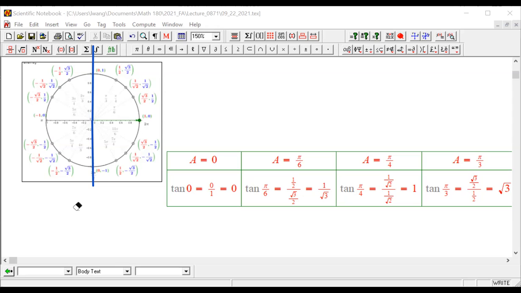So what are these 2 angles that the input cannot be? Input cannot be pi over 2. Input cannot be 3 pi over 2. Or you can say the input cannot be negative pi over 2 because negative pi over 2 ends at the same place.